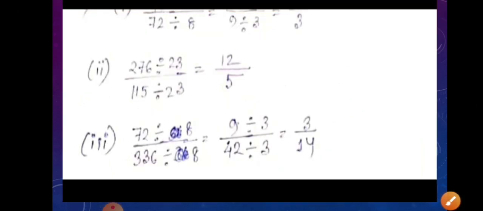Now next you have to reduce. You can reduce on your own also. The second one, 276 upon 115, will be directly divided by 23 and the answer will be 12 upon 5. Then the third one, 72 upon 336, again you will divide it by 8. First it will come 9 upon 42 and then you will divide it by 3, it will come 3 upon 14.